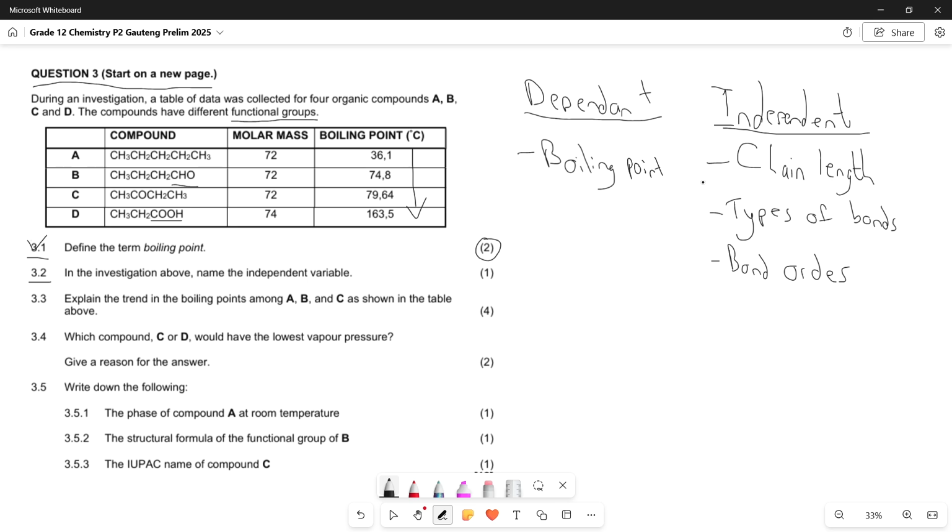So we just need to keep that as our frame, because in this investigation above, name the independent variable for 1 mark. It is organic molecules with different functional groups. As we can see here, these compounds have different functional groups. That is what we're controlling. Either this or the homologous series is another way of saying that, because as we change homologous series or molecules with different functional groups, we'll get different types of bonds over here, which means this would earn us 1 mark for 3.2.